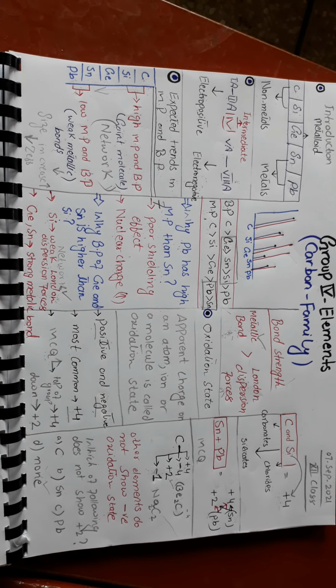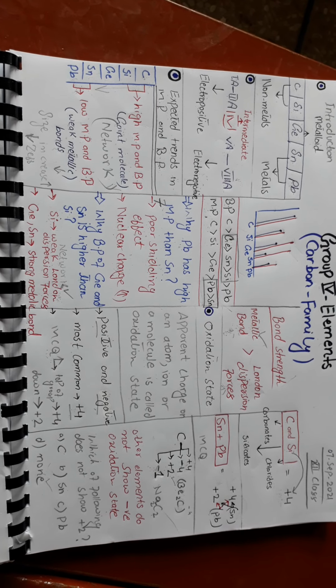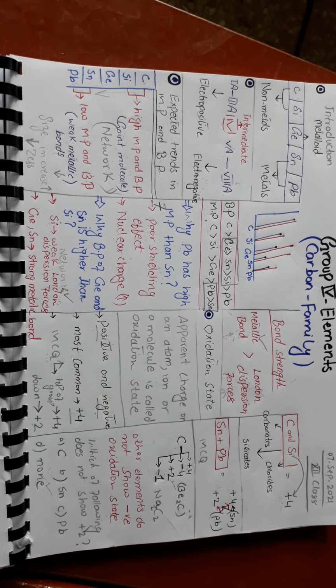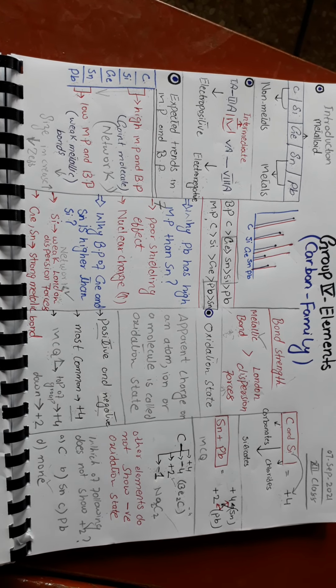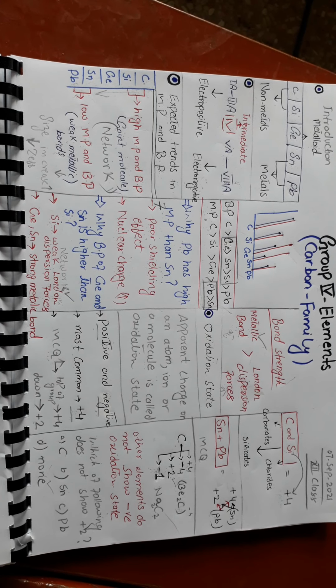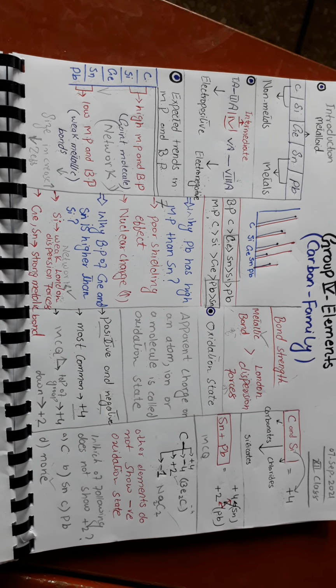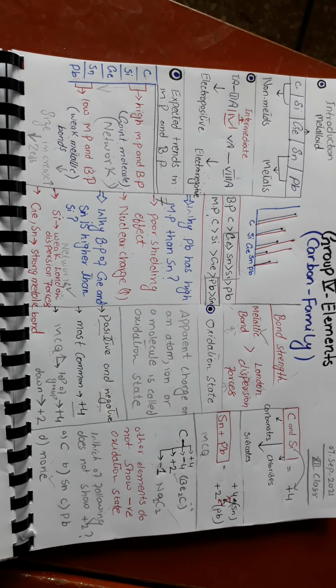Today the topic we are going to discuss is group 4 of the periodic table. The elements of group 4A are also known as the carbon family. These elements are named the carbon family because carbon is the first element of this group. That's why they are named as the carbon family.